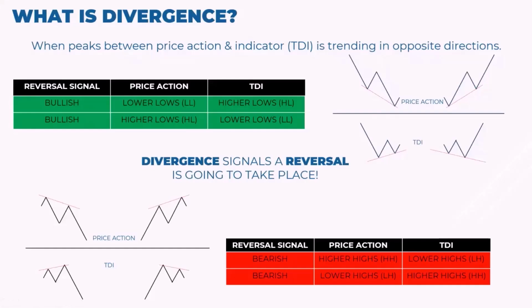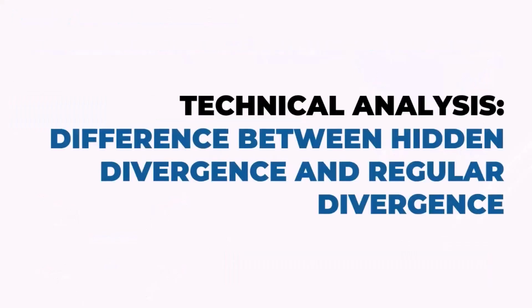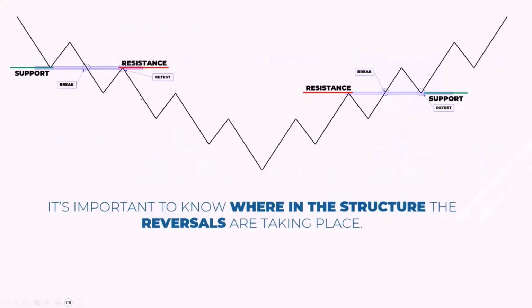So that's divergence. And we mentioned that there are two types of divergence: hidden divergence and regular divergence. In order to understand the difference, you have to understand structure. I'm going to keep bringing back this slide, because you have to know where you're at in the structure. Are you in an uptrend? Are you in a sideways movement? Are you in a downtrend? It's important to know where you're at all times.